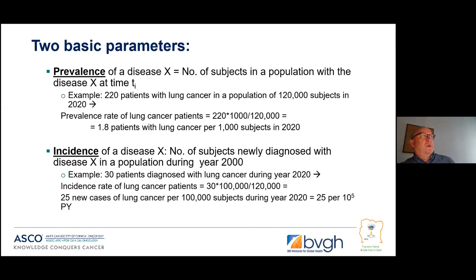So the first, the prevalence of a disease, is in fact the number of subjects in the population who have the disease at a certain time. So just to say how many patients in my country in 2020 had lung cancer, for instance. I just put that example here. And in fact, it's just a question of dividing the 2020 cases by the total population. Then we scale that by 100,000 subjects, and we had 1.8 patients with lung cancer per 100,000 subjects in 2020. So the prevalence is a kind of cross-sectional, cross-cutting type of parameter of disease in a population.